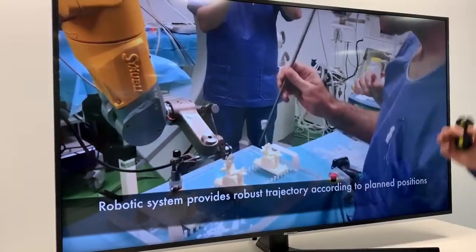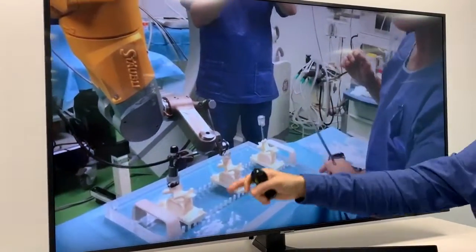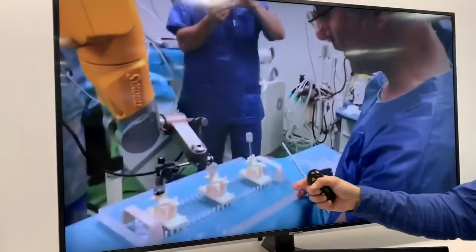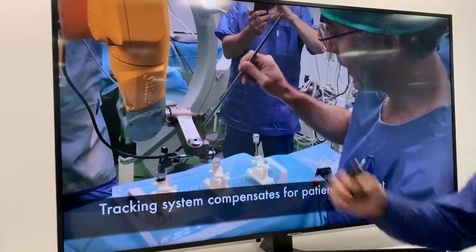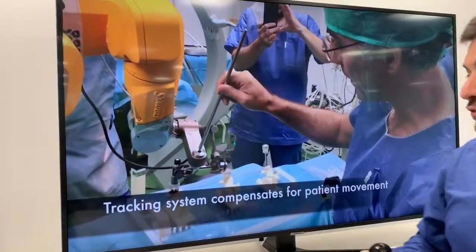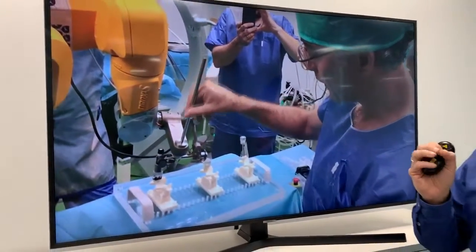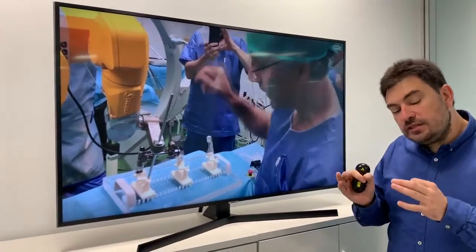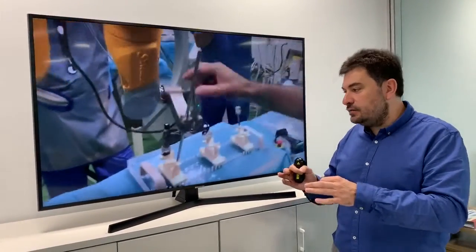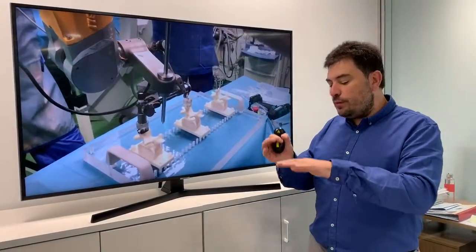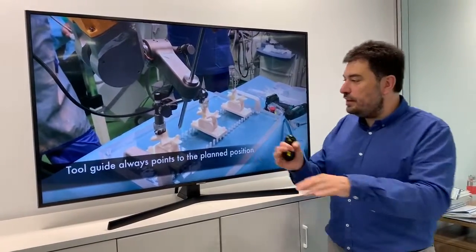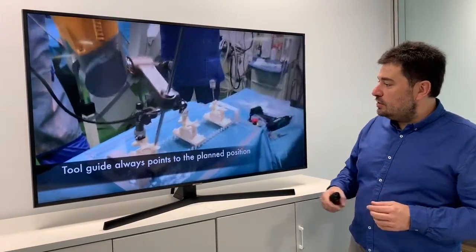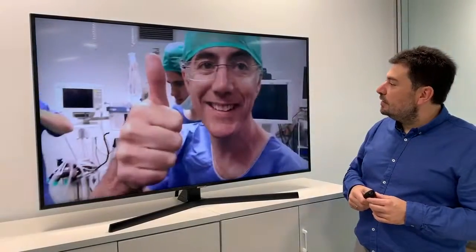In this case, the doctor is going to see if everything is working properly, but he decides to move the patient. And as you can see, the robot corrects the position. So the robot always gives you the right trajectory. With the breathing or any movement, the robot is always following the patient.